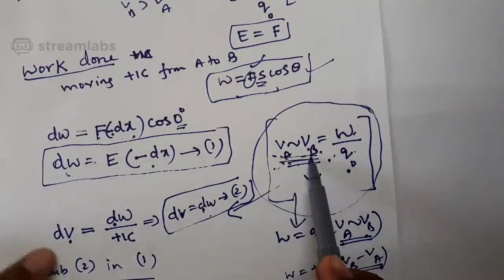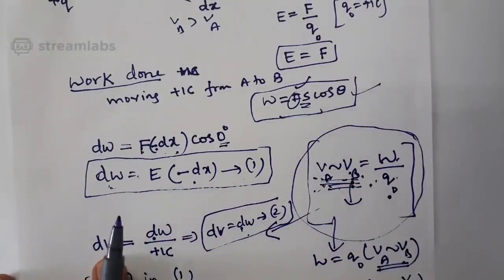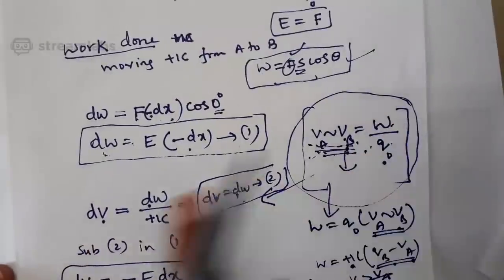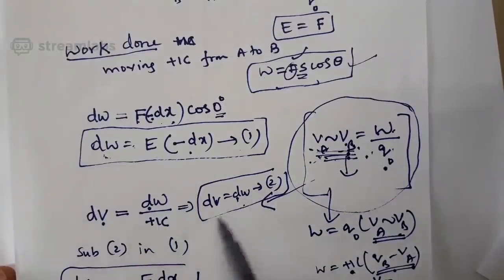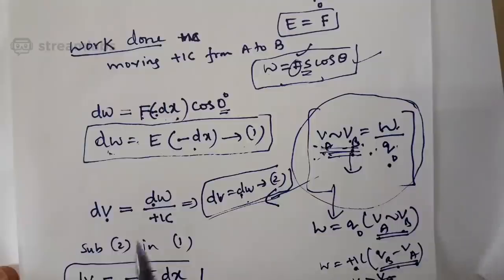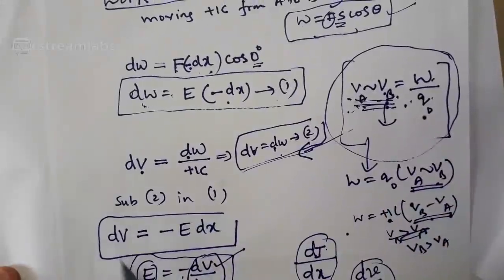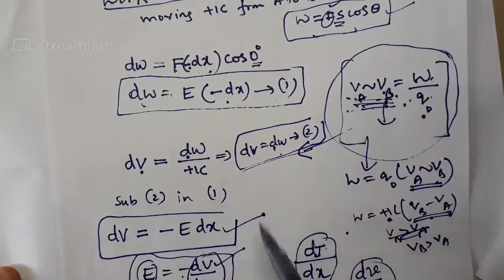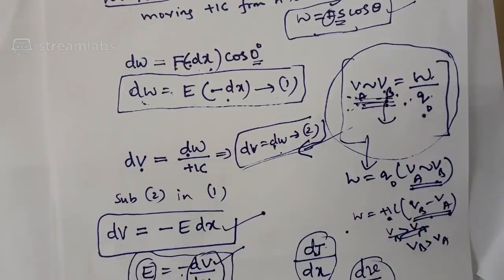The potential difference will be very small because A and B may be very close. So I can replace VB minus VA with dV. W is dW, Q naught is plus 1 coulomb. So you get dV is equal to dW, equation 2. Then I substitute 1 in 2 or 2 in 1, whichever it may be. So you get dV is equal to minus E dx. It is rewritten as E is equal to minus dV by dx. This is the relation between E and V.